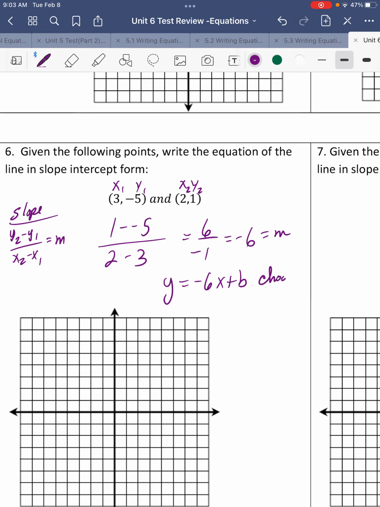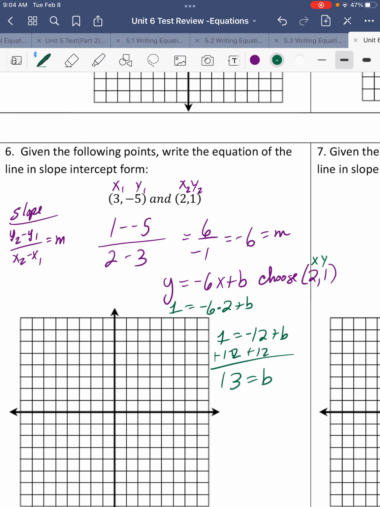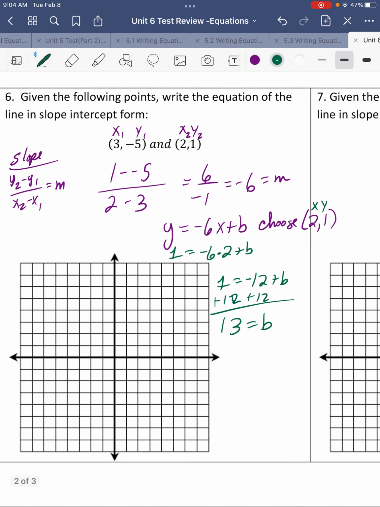And then you're going to choose one of the coordinates. So choose one of the points. Does not matter which one. I'm just going to go with 2, 1. That'll be a little bit easier. I'm going to substitute them in. So 1 equals negative 6 times 2 plus b. So negative 6 times 2 is negative 12 plus b. Add 12. And we get 13 equals b. So our equation is y equals the slope, which is negative 6, x plus 13.